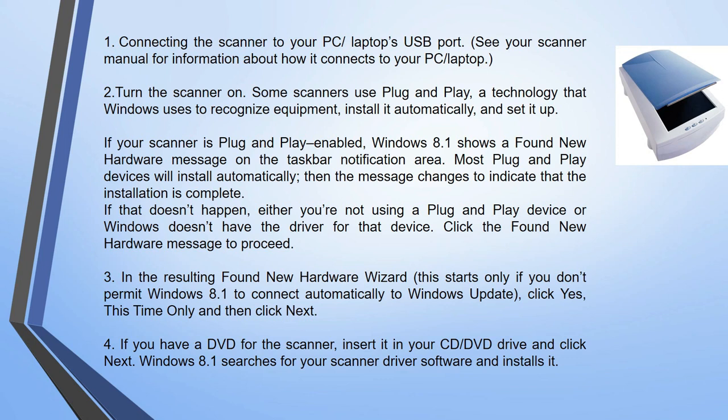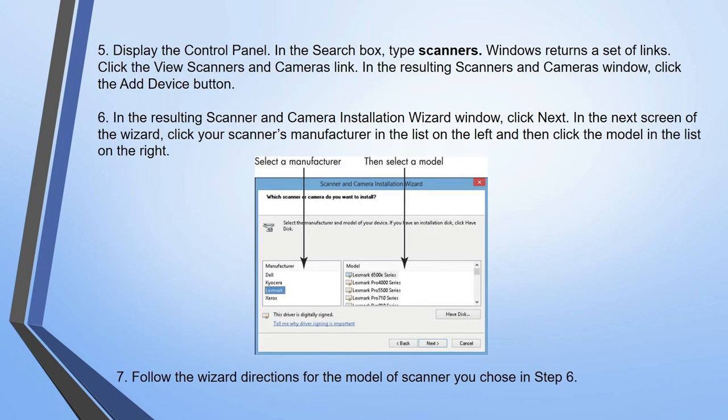After installing the scanner software on your system, go to the control panel, that is, display the control panel. In the search box, type scanner. Windows returns a set of links; click the view scanners and cameras link. Go to the resulting scanners and cameras window and click the add device button.